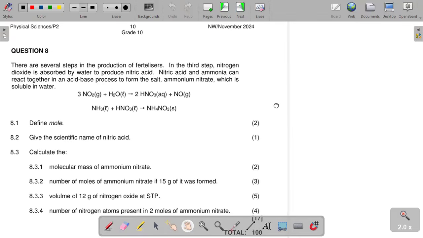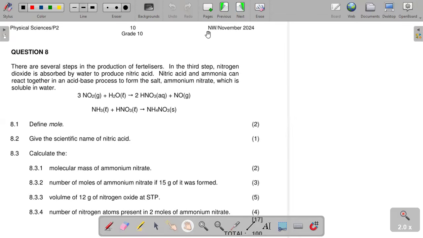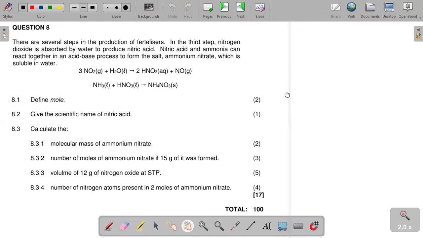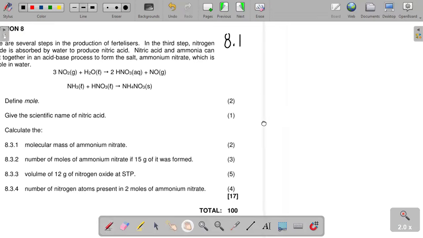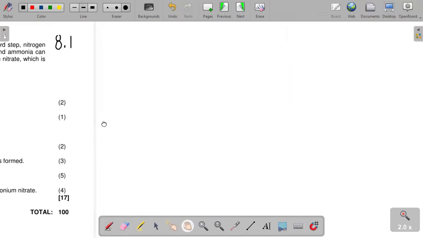This is from Northwest, November 2024. Let's use question 8 here. Let's do question 8 together. 8.1. They say define mole. So we must write down the definition for mole.